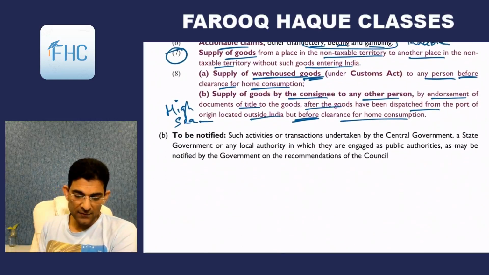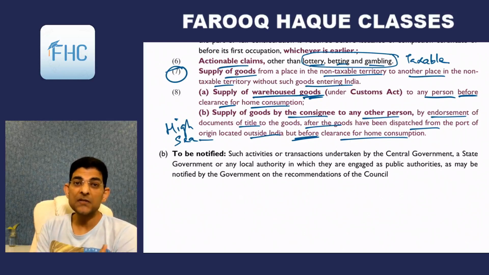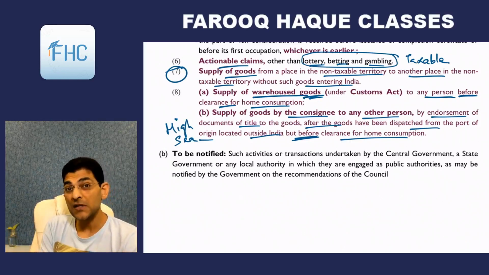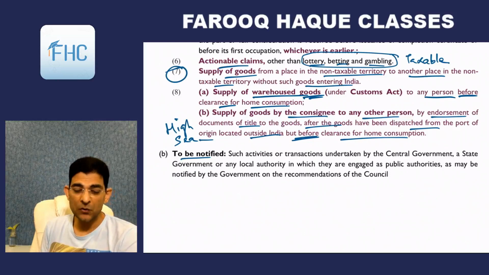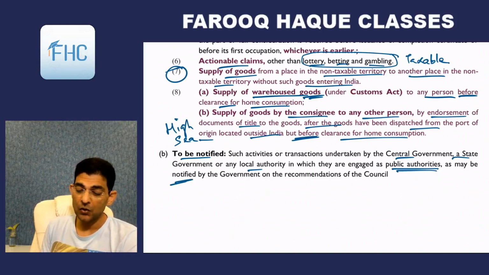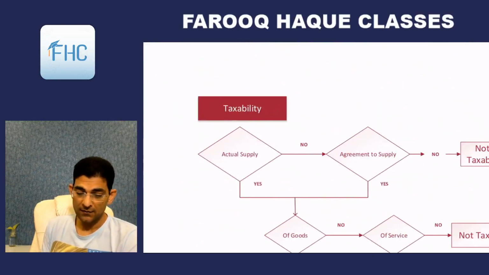So all these points are there, 8 points which are not considered as supply. Neither supply of goods nor supply of service, means not liable to GST, no levy of GST. And apart from that, to be notified point is also there. Such activities or transactions undertaken by the central or state government or local authority in which they are engaged as public authorities. I gave you the examples of that in section 7 itself. Public authorities as may be notified by the government, like police and so on and so forth, on the recommendations of the council. So all these points are there, right?